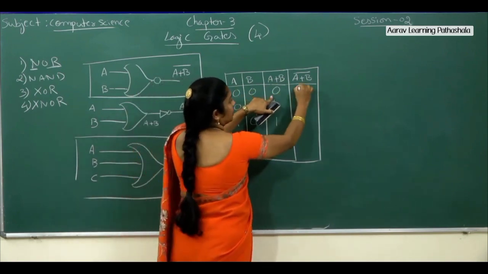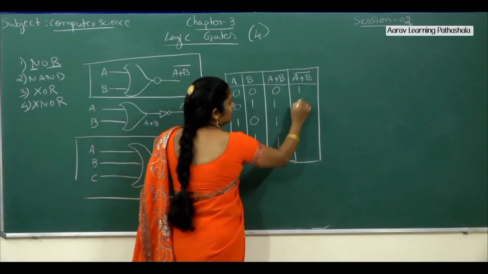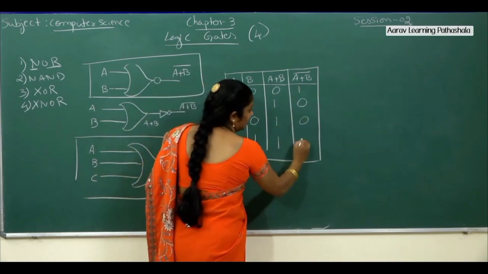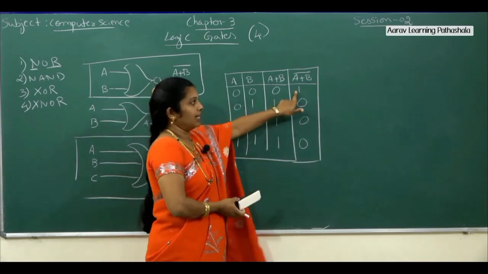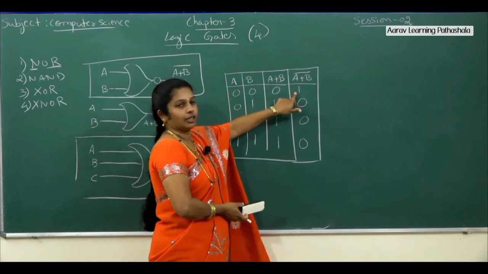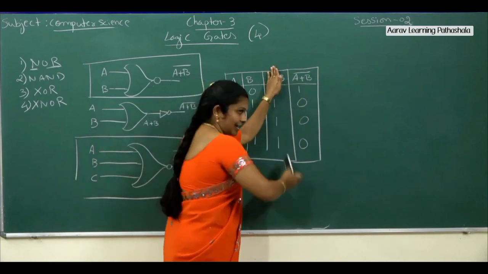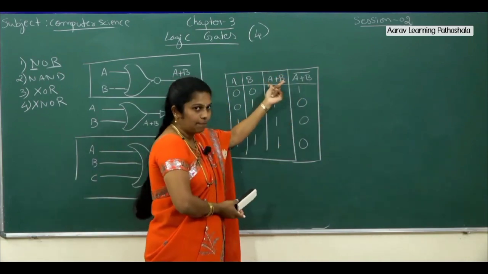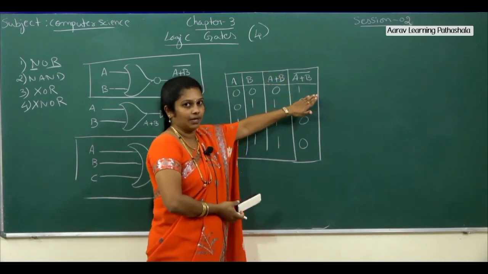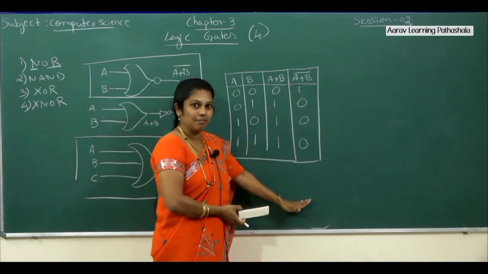Where we have 0, the output is 1. Here we have 1, 0, 0, 0. We get 1 only when all the inputs are 0, then only the output becomes 1 here. If you want, you can write this directly. Otherwise, first find out A plus B, then negate the whole A plus B part. Then you will get the same result.